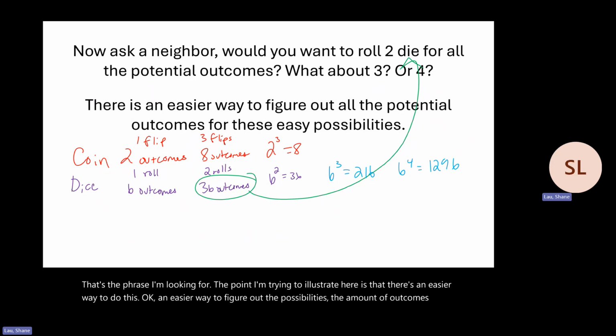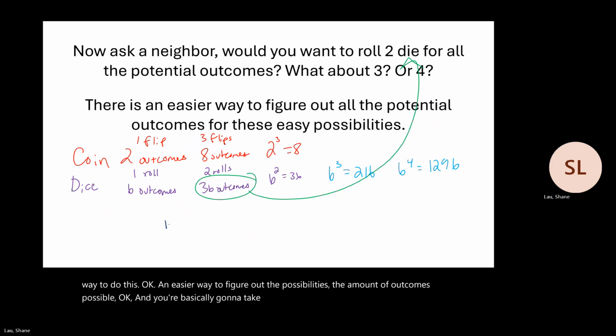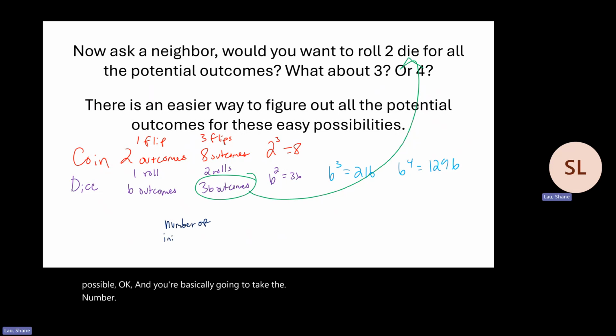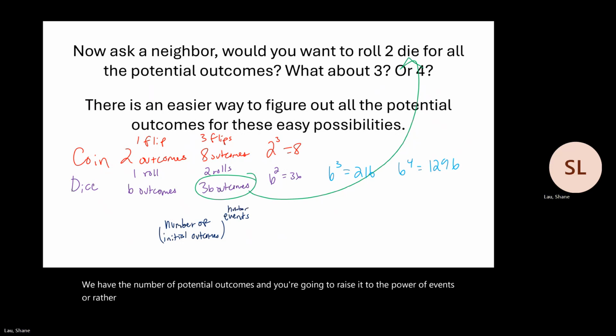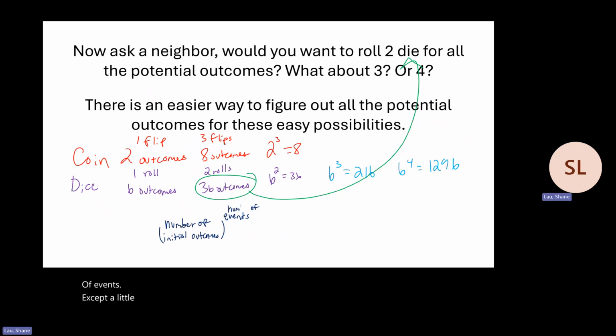And you're basically going to take the number of initial outcomes, put that in parentheses. We have the number of potential outcomes, and you're going to raise it to the power of the number of events.